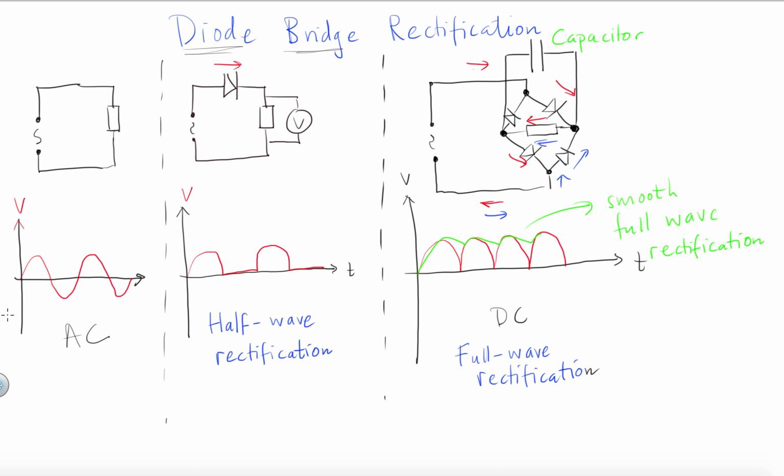Rectify means to correct, so basically we're correcting for the alternating current to go to DC current.